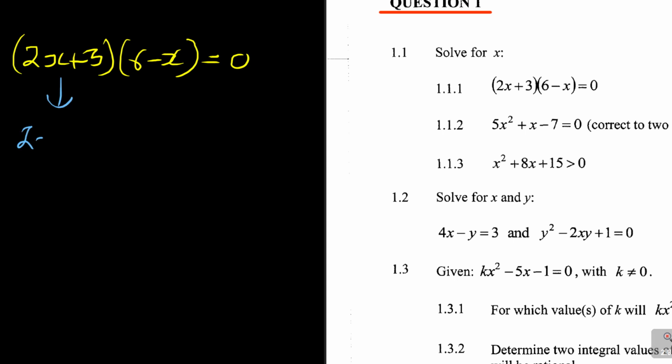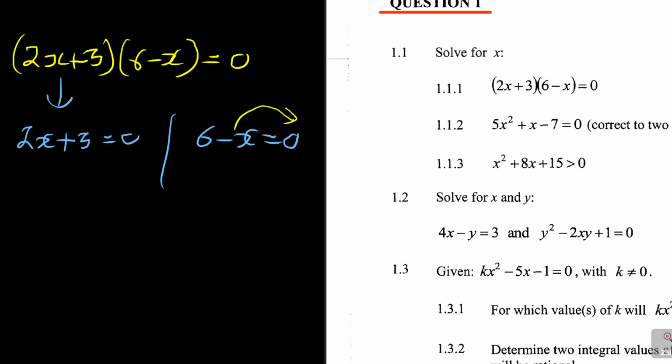They are given the first question. It says you are supposed to solve for x: (2x + 3)(6 - x) = 0. Guys, here is 2 marks. Don't waste time. You take the first bracket. It says 2x + 3 = 0, or 6 - x = 0. That's it, and then you're done.